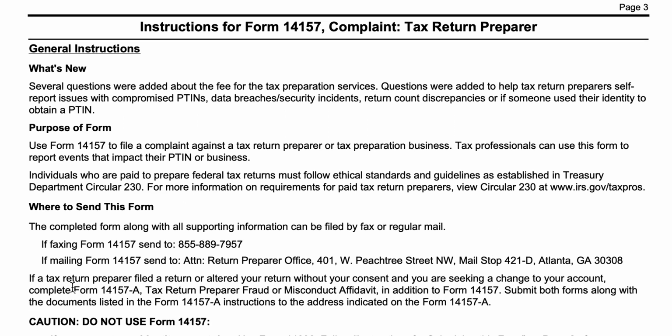Again, IRS Form 14157-A. This is a fraud or misconduct affidavit. You would need to submit this form 14157 as well as the affidavit if your tax return preparer filed a return or altered your return without your consent, and you're looking for the IRS to address your account. You would submit both forms as well as anything else listed in the instructions for IRS Form 14157-A.